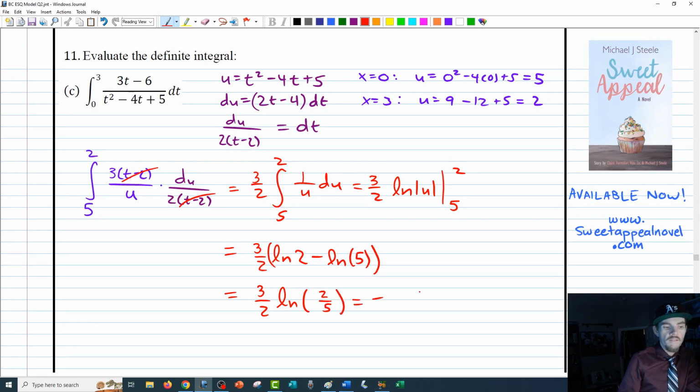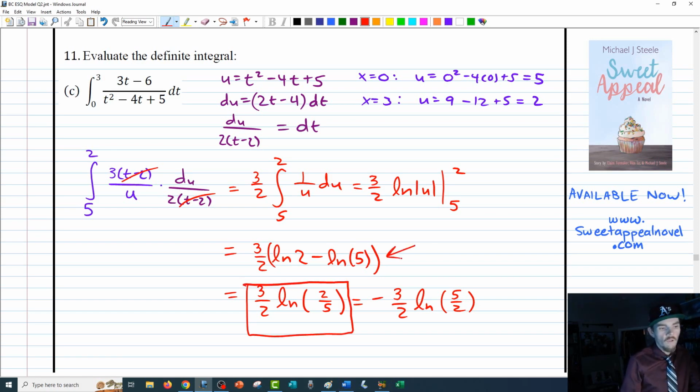Or if I wanted to write this in a different looking version, we could have negative 3 halves times the ln of 5 over 2. Both of those are correct. I would suspect this would be the answer choice you'd be given, maybe even this one, but I think the boxed one would be the correctest one.